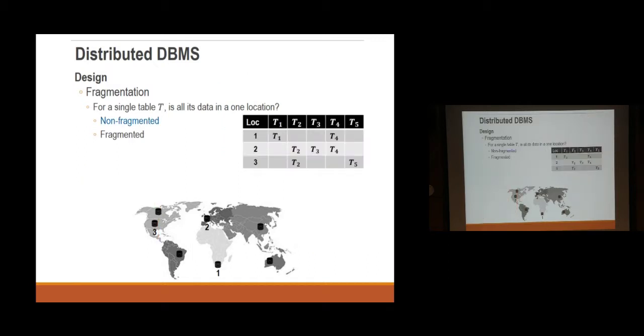So the non-fragmented will be something like this. It can have duplication or replication, but the table will not be split. If it's fragmented, then the table can be split. Okay, the superscript here is just some kind of fragmentation index. It does not correspond to the location. So it will just have this table split into 3 parts. I don't care how it is split. It can be horizontal or vertical fragmentation. But I have 3 different splits, and then it will just be stored everywhere.